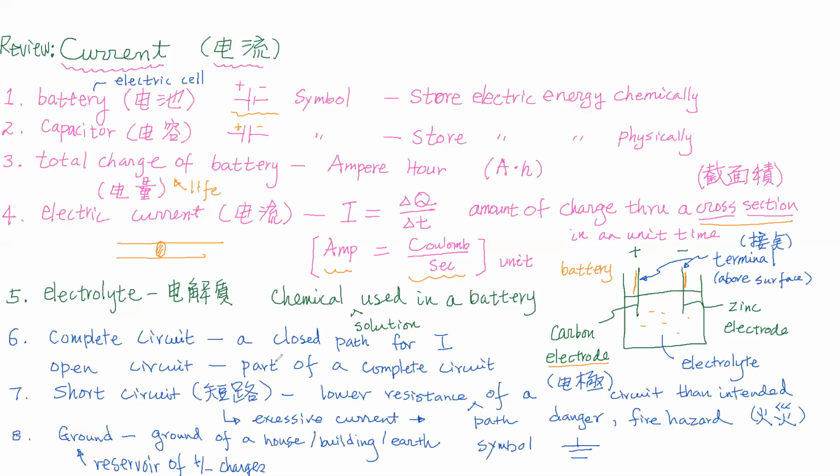So complete circuit, it's a closed path for I. If I draw a closed path like this, then the current will go from positive to negative, and then inside here you have this chemical path. So you have this closed path, and that is a complete circuit. Open circuit is only part of a complete circuit. So that's an open circuit.